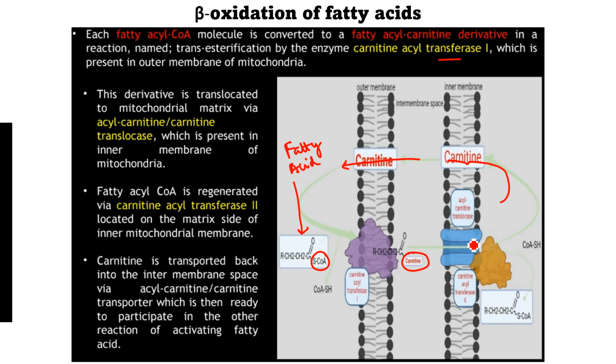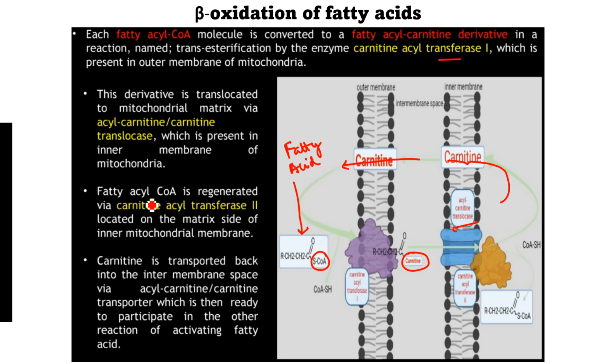Now, from the intermembrane space, it moves into the matrix via a channel protein, the acyl carnitine translocase. This is the name of this translocase protein. This channel protein transfers this carnitine molecule to the matrix side of the inner membrane. And here, what will happen? The enzyme carnitine acyl transferase 2 is present. Carnitine acyl transferase 2 will again replace this carnitine with S-CoA, and this carnitine will be recycled.